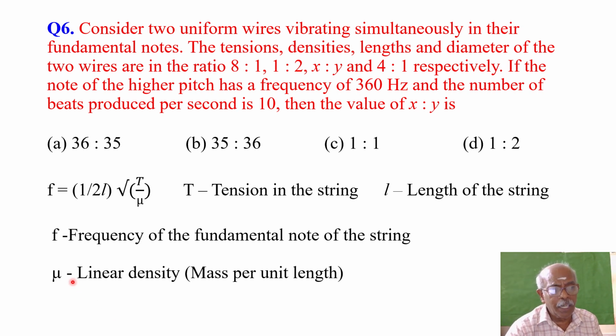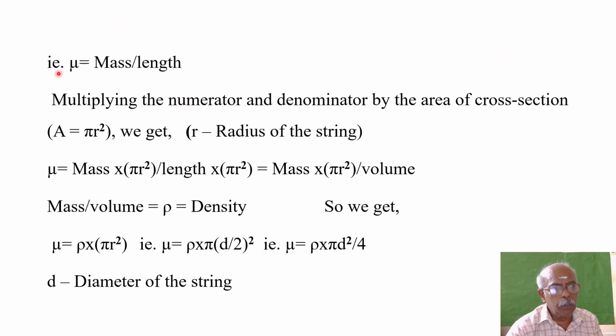Okay. So what does it mean by linear density? Mass per unit length. So I have to proceed. Mu is equal to mass by length. It means mass per unit length. Multiplying the numerator and denominator of this equation by the area of cross section. What is the formula of area of cross section? The wire is a cylindrical wire, and its area of cross section will be like a circle.